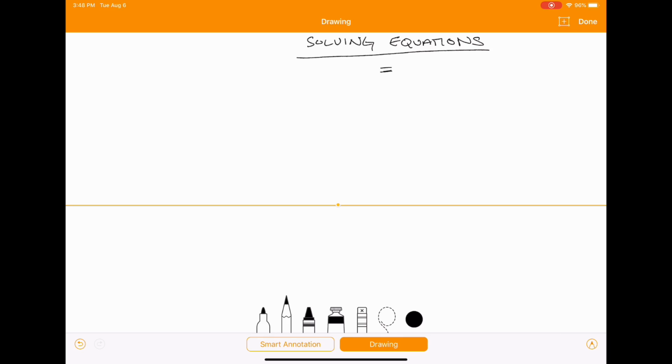So for example, if we had x plus 4 equals 8, this means that when we solve for this x here, we need to find an x that makes this statement true. So what x could we plug in here to make this whole thing equal to 8?